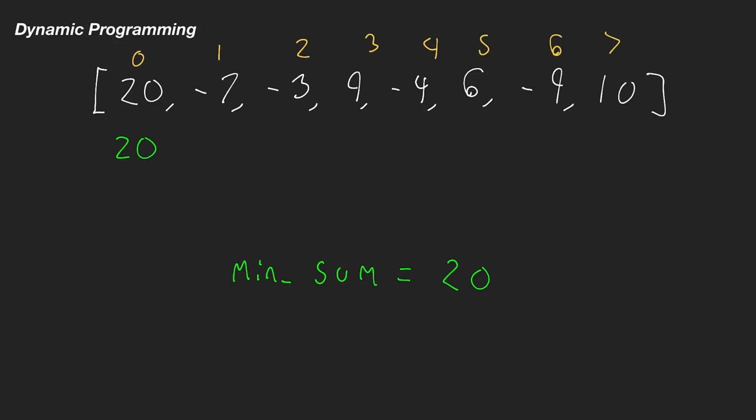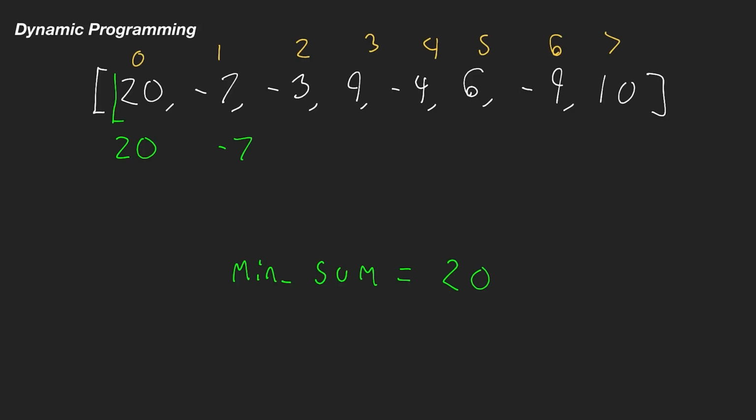-7. Now, same question here. I want to ask, if I were to include this element, -7, what is the minimum possible sum that I could have? Now, the way that I determine that is I need to look at the minimum sum of the previous element, and I need to add that to the current element, and then compare that to what the value of the current element is. So we'd have 20 minus 7. That's going to give us a sum of 13. Or if we did not include this previous element, so if we were to start the subarray, say, right here, then we would have a sum of -7. Okay, so obviously -7 is going to be a smaller sum, so I'm going to put -7 there.